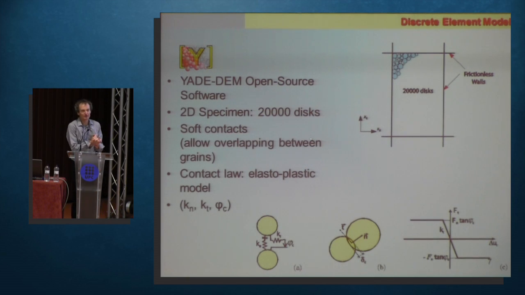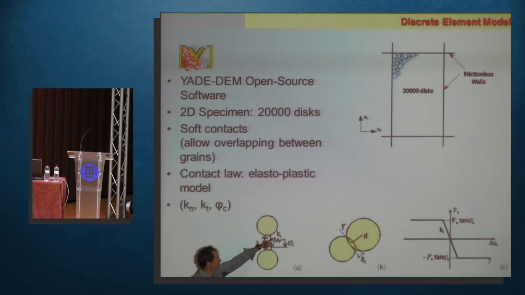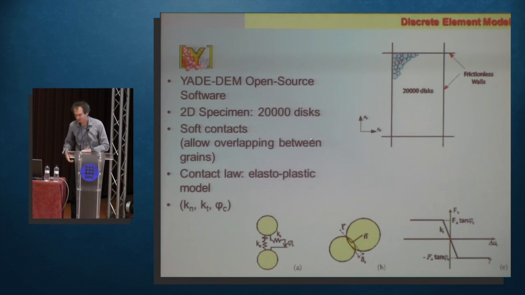The results I am going to show you were obtained using the DEM code, YADE code, developed in Grenoble. This is a very classical DEM model, close to molecular dynamics. We have only 3 parameters defining the local behavior between 2 grains: a normal stiffness, a tangential stiffness, and a friction angle between the grains.